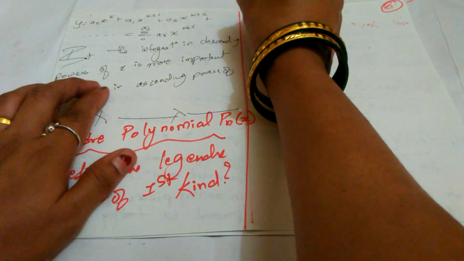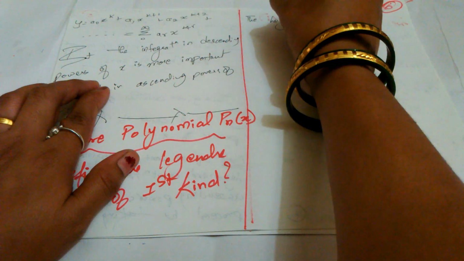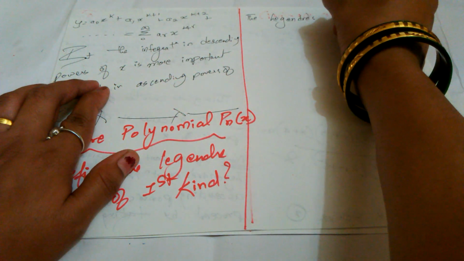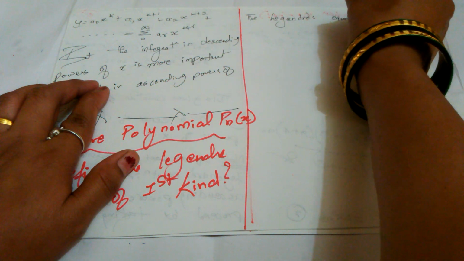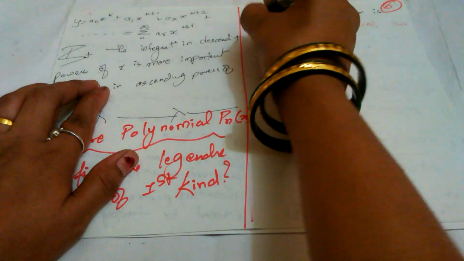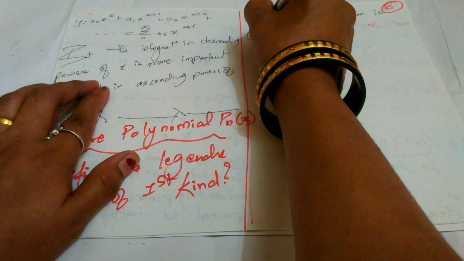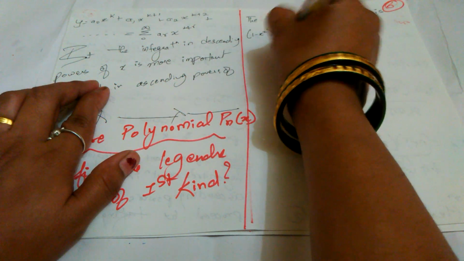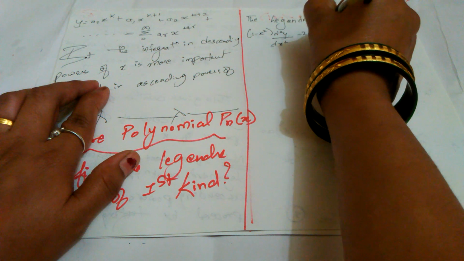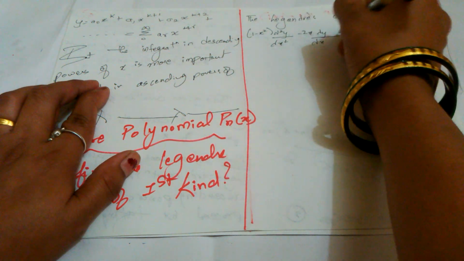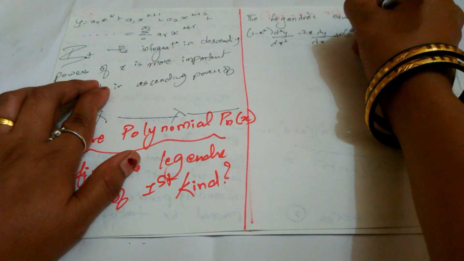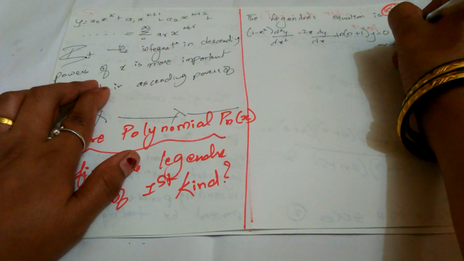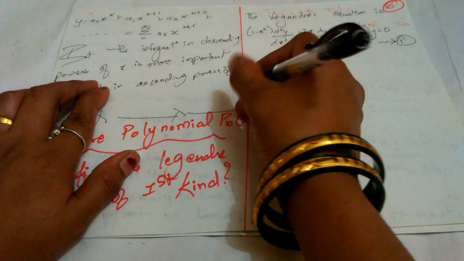Our Legendre's equation is (1 minus x squared) d squared y upon dx squared minus 2x dy by dx plus n into (n plus 1) y is equal to 0. This I'll mark as equation number 1.